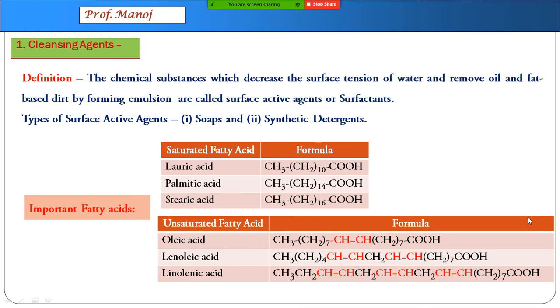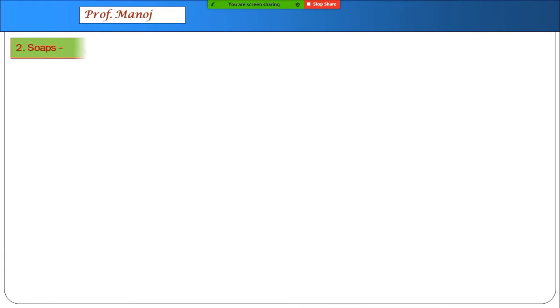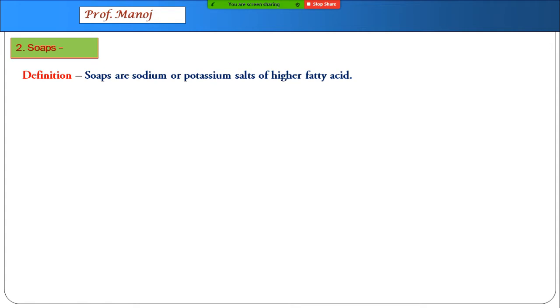Depending on the formula, you can see oleic contains only one double bond, linoleic contains two double bonds, and linolenic contains three double bonds in the structure. We will see how they differ and how they affect the structures of soaps and detergents. We will talk first about soaps, and their definition is very short.